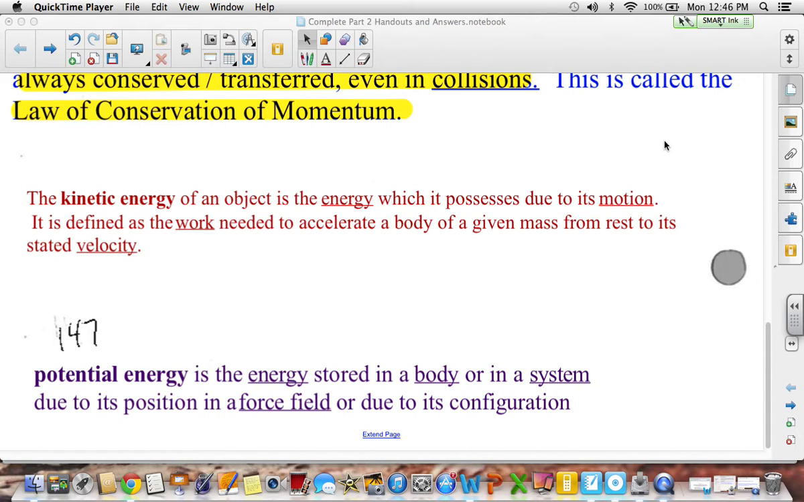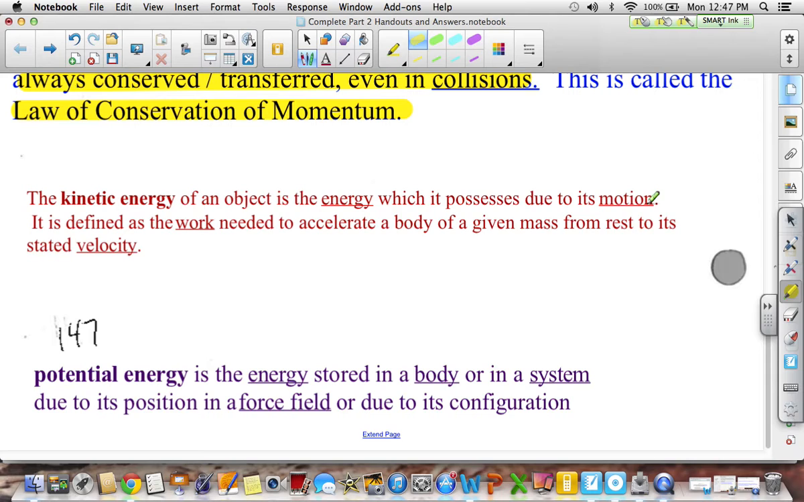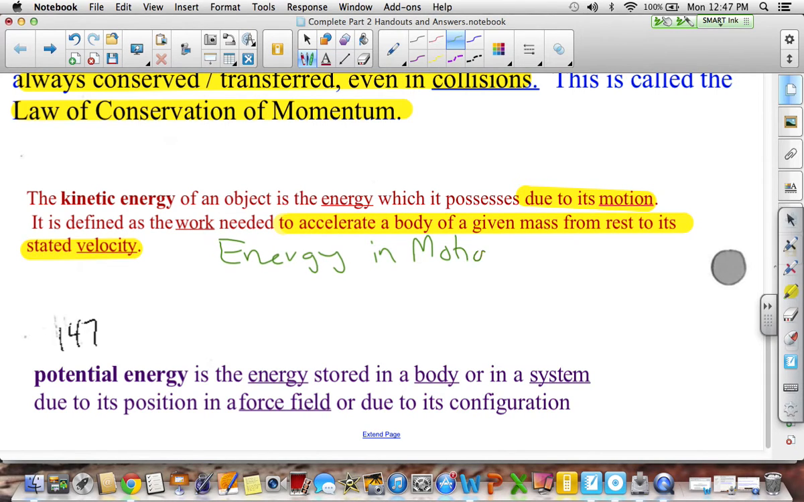Now, kinetic energy is the energy of an object which it possesses due to its motion. That's the important part there, due to its motion. It is defined as the work needed to accelerate a body of a given mass from rest to its stated velocity. So we tend to think of this as energy in motion. It's the active part of it.